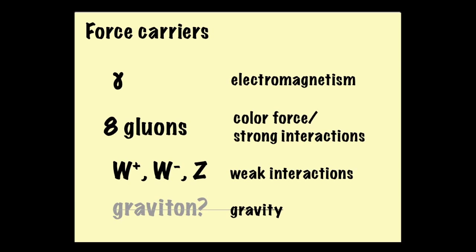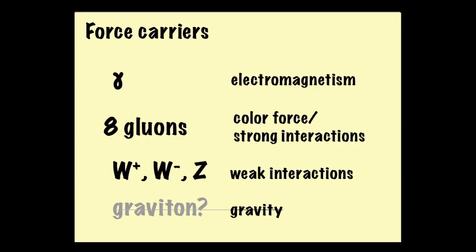There are other ones called gluons. There are eight of them, and they carry what's called the color force, responsible for holding the quarks together inside a proton or inside a neutron. And then there are these things called the W and Z particles that are responsible for weak interactions. We don't see weak interactions on a daily basis holding things together, but they're the interactions that are responsible for the sun working, so for the sun being able to burn.